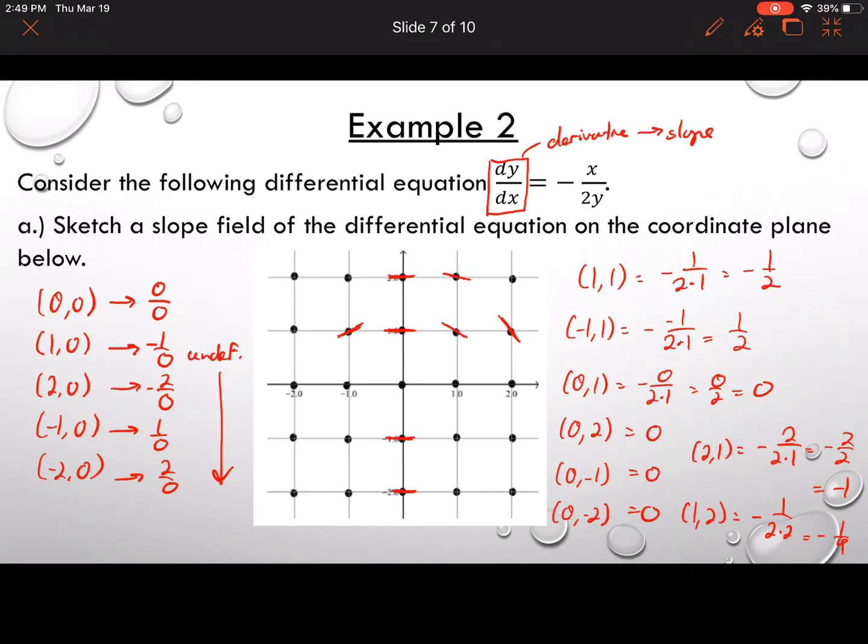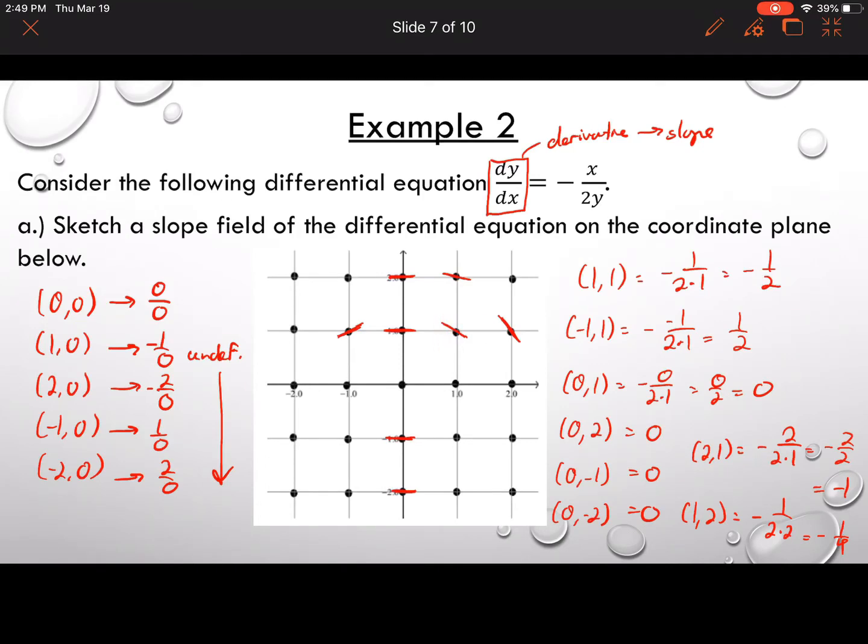So once again, just to recap, 1 comma 1 was 1/2. 2 comma 1 was 1. So this had to be steeper than this one. 1 comma 2 is 1/4. So this had to be flatter than this one, since this one was 1/2.